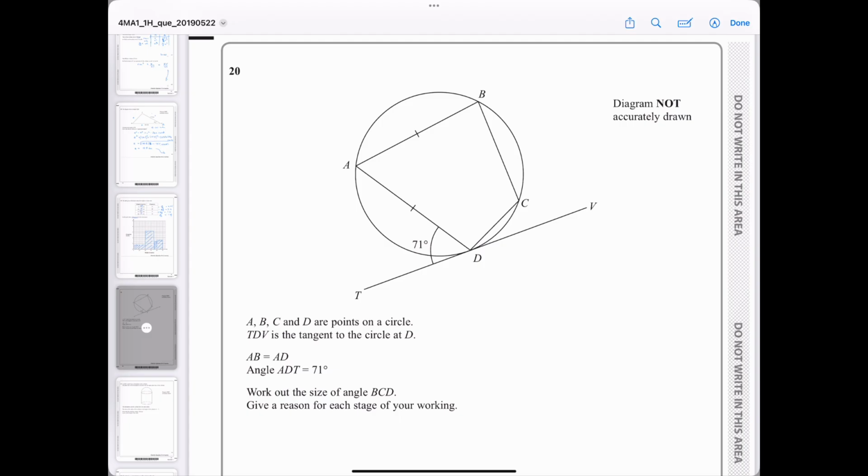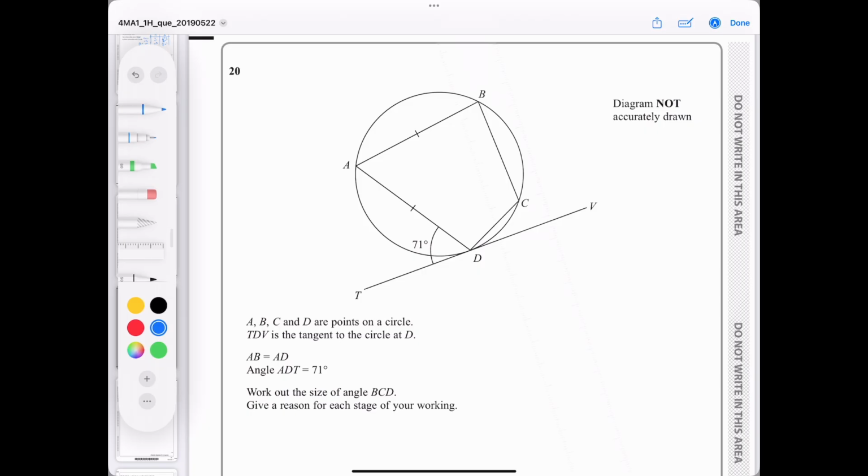I'm actually going to use a ruler, because I didn't really like how I just did that. So that is a rather lovely isosceles triangle. There you go. Now, work out the angle BCD.